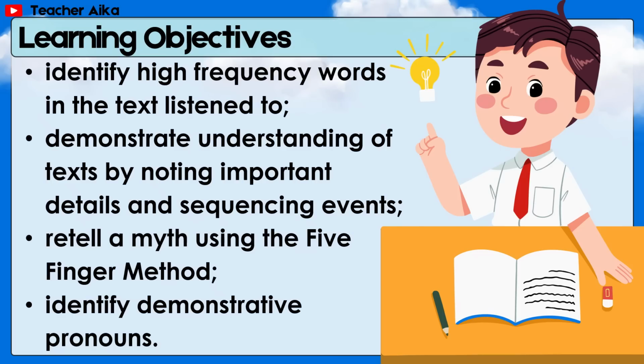Learning objectives. First, identify high-frequency words in the text listened to. Second, demonstrate understanding of text by noting important details and sequencing events. Third, retell a myth using the five-finger method. Fourth, identify demonstrative pronouns.